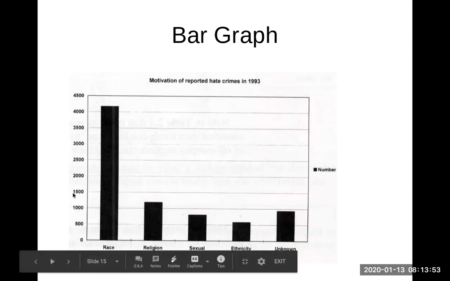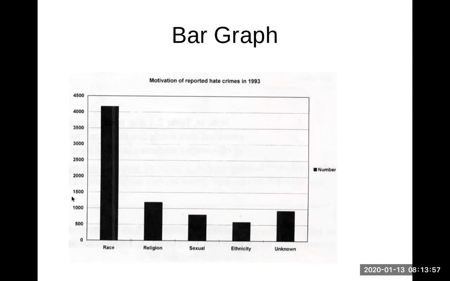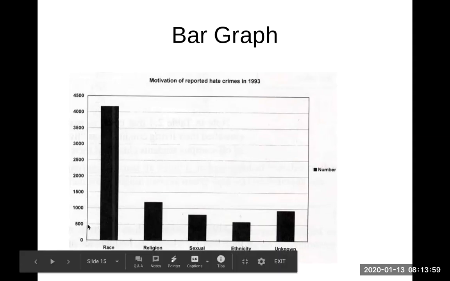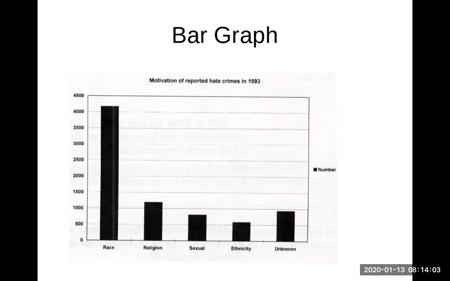It didn't really have to be that race came first in this bar graph. It could have gone alphabetical, so it could have started with ethnicity. By putting the bars in this order, we put a gap between them to remind our reader they didn't have to be in this order, but the author thought, hey, let's do it in descending order and then just put unknown at the end.